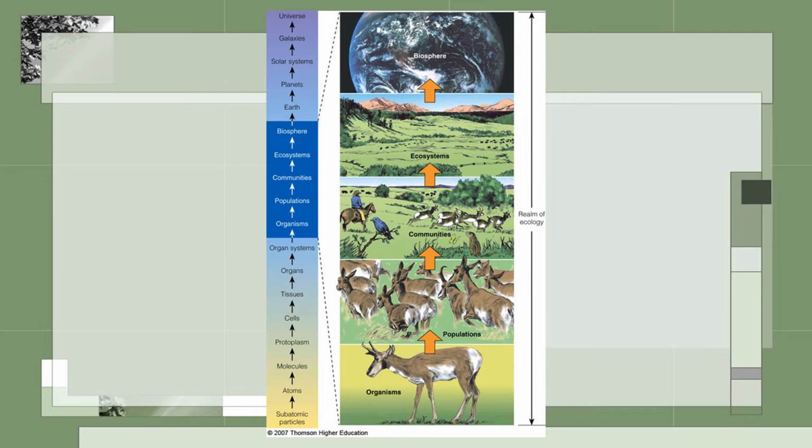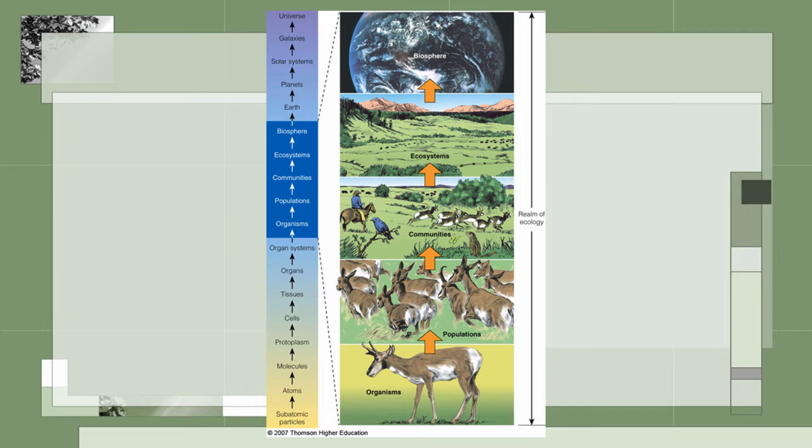Next up in terms of the level that we might study would be populations. So a population is a group of individuals of the same species in the same area. We might look at things like habitat, distribution, or their range, things like that. So maybe a herd of cows would be a population.